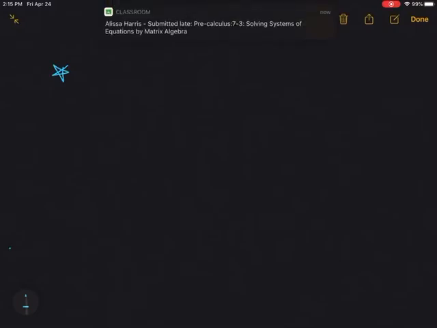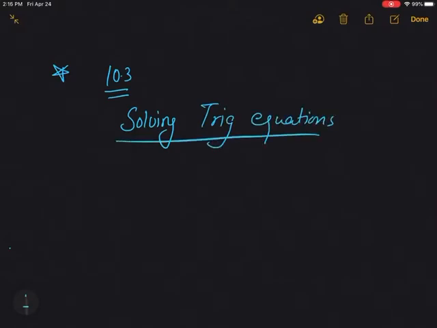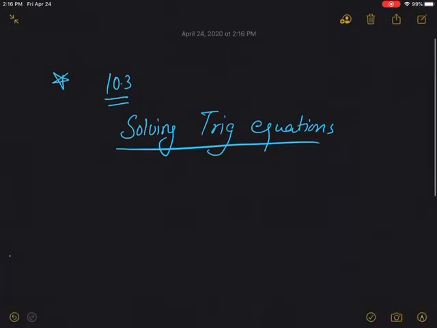So we have 10-3, and in this section we're going to be learning about solving trig equations. Basically, we're going to be solving for the angle that's attached with each trig function. I'm going to show you a few examples. You can even go to page number 642.